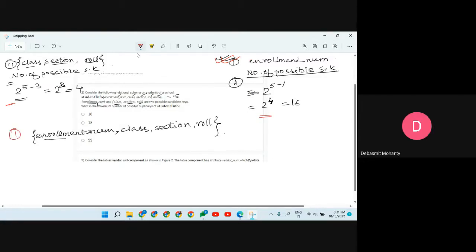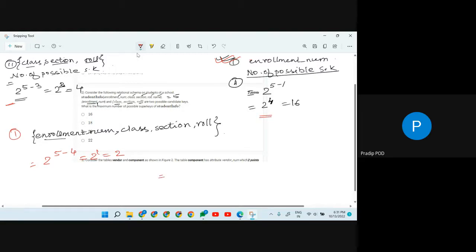So you have to take the intersection between these two, and subtract it. That is 2 to the power 5 minus the remaining attributes, that is 4, and you simply take the union.